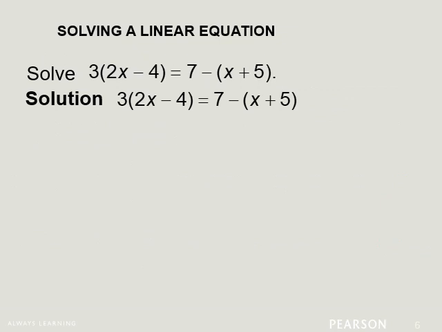So how do we solve this? 3 times 2x minus 4 equals 7 minus x plus 5. Now remember, you have those rules you're going with. You can add anything to one side of the equality as long as you add it to the other side. You can subtract anytime you want. You can multiply anytime you want. You can divide anytime you want, as long as it's not 0. So what are we going to do first? We're going to use the distributive property.